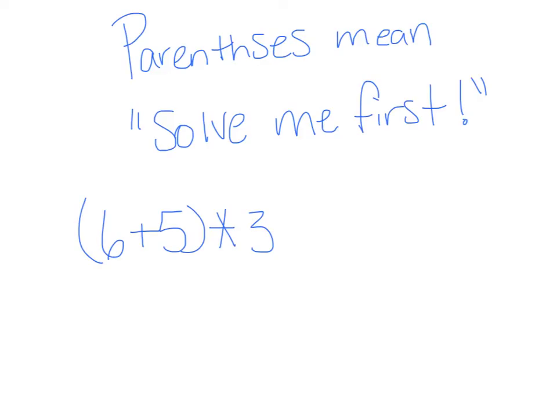You'll remember from last year that we always start with the parentheses. The parentheses mean solve me first. So if we look at the problem 6 plus 5 times 3, the 6 plus 5 is in parentheses, so we would solve that part of the problem first. So that becomes 11, and then we multiply it by 3, which is 33. All right.